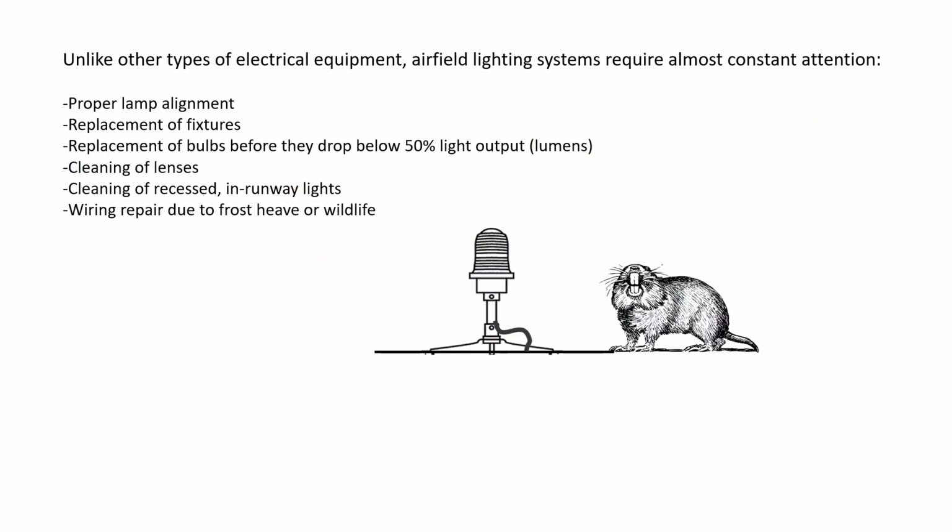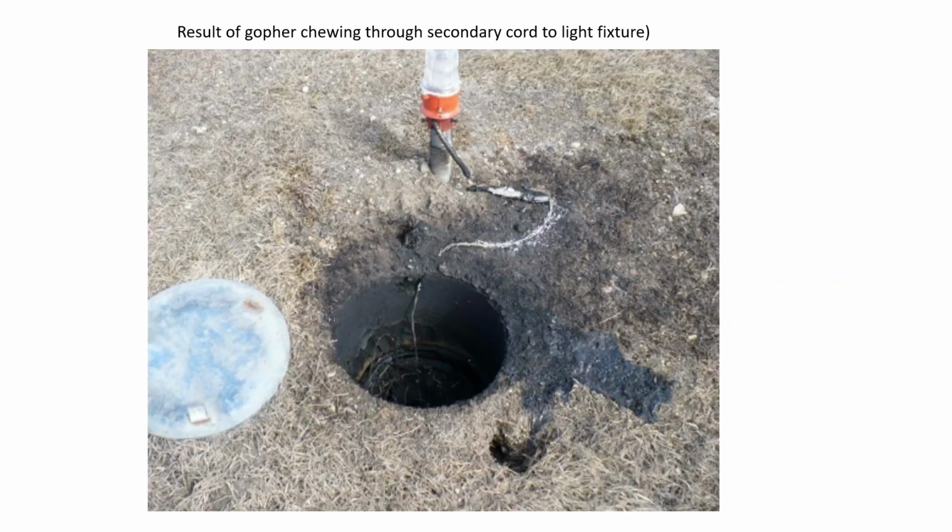And finally, wiring repair due to frost heave or wildlife. Cap tire, which is the type of flexible black cord that we often use in electrical, is really desirable to wildlife. Something about the smell and the flavor is desirable, and they like to chew through it. And because there's no overcurrent protection, that usually ends up with a flambéed critter.